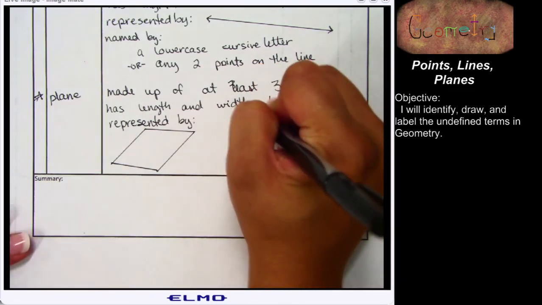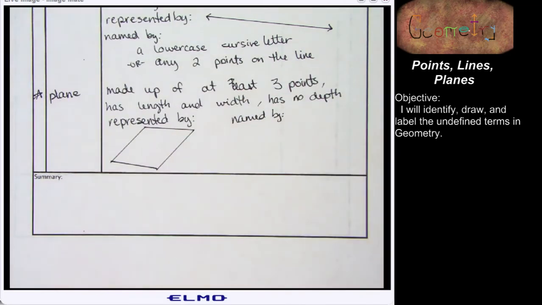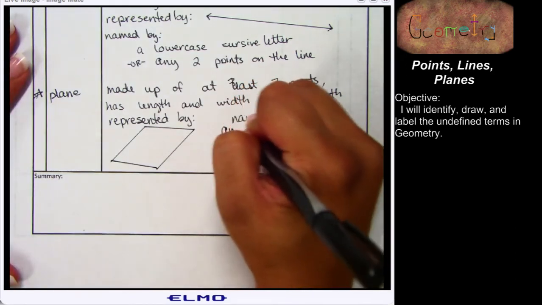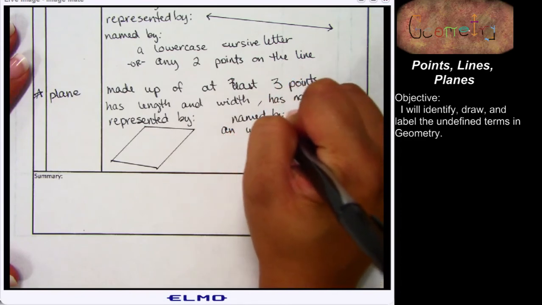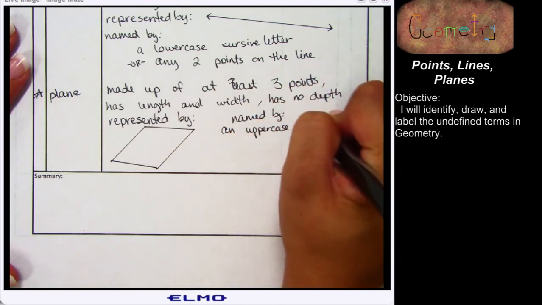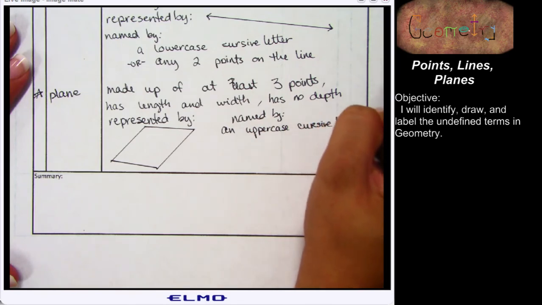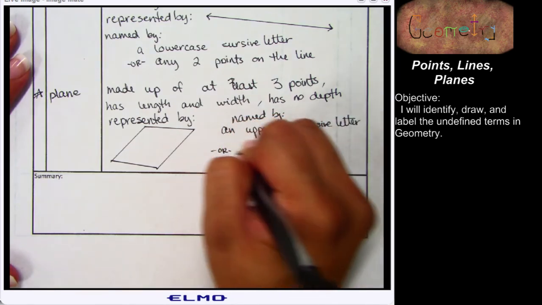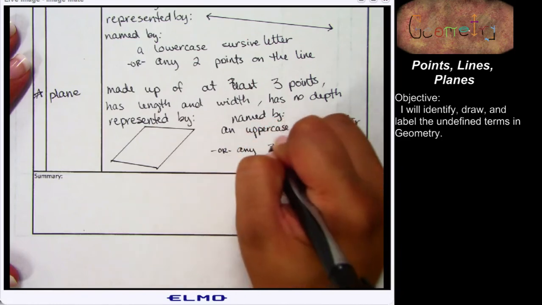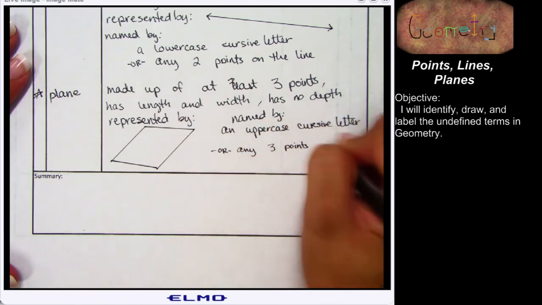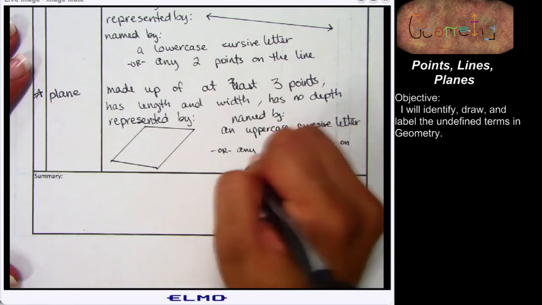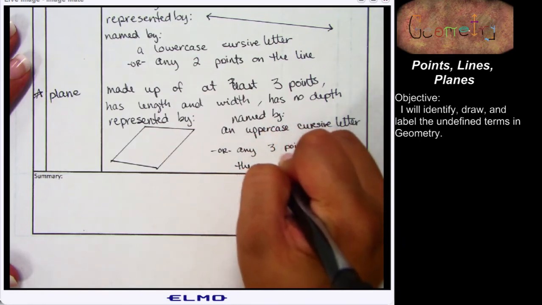And once again, because we're going to be drawing more than one plane, we need to have a way to give the planes their own individual names. Planes are named by one of two things. Stay with me, please. Thank you. We can use an uppercase cursive letter, or any 3 points not on the same line.